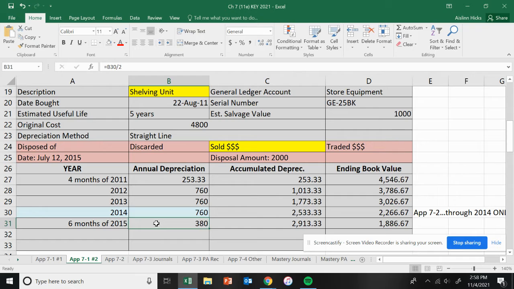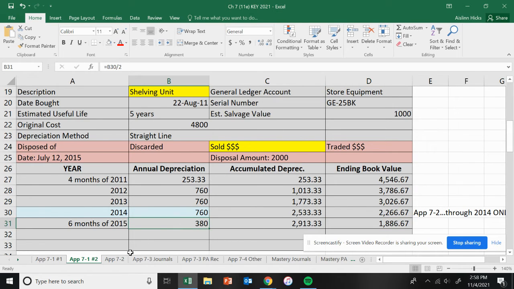I'm going to go ahead and figure out that half of 2015 is 380 bucks. Okay, so 760 divided by 2 is 380. I'm going to add that into my accumulated depreciation, and then I'll subtract it out of my ending book value. Since I disposed of it for $2,000, and it's only worth $1,886.67 to me, I'm going to have a gain on plant assets again. Okay, making money on these shelves.